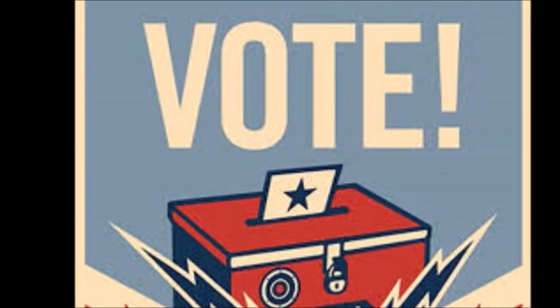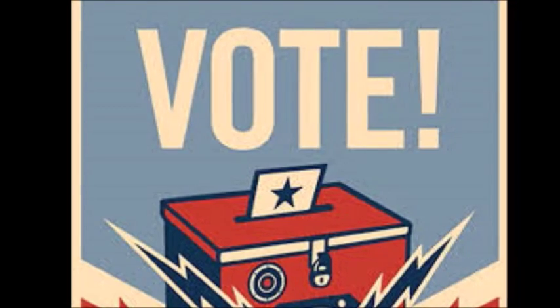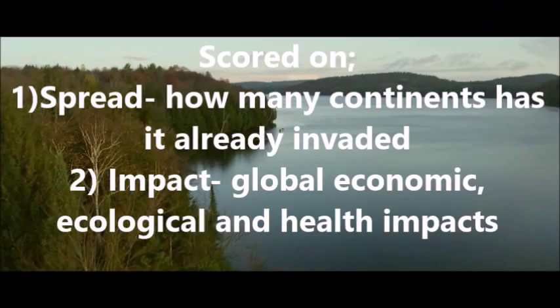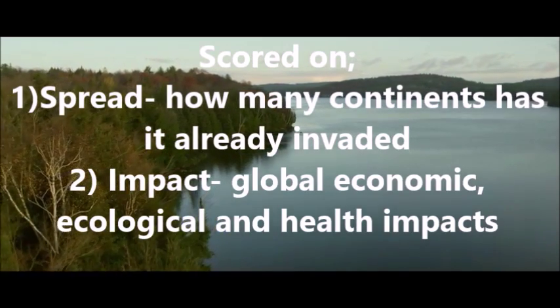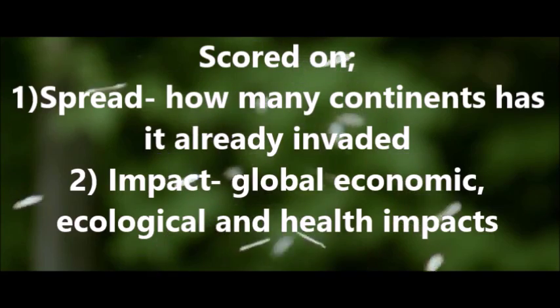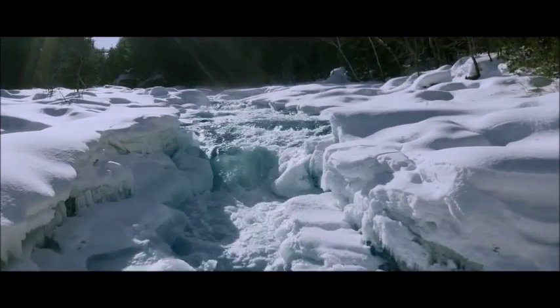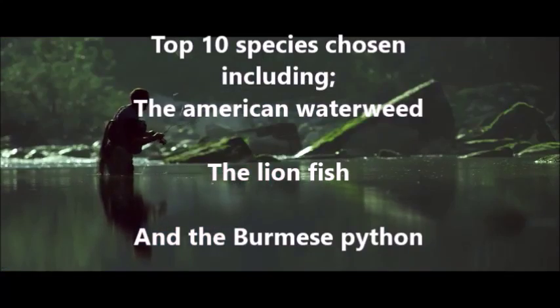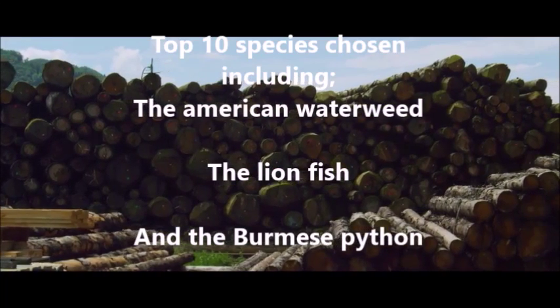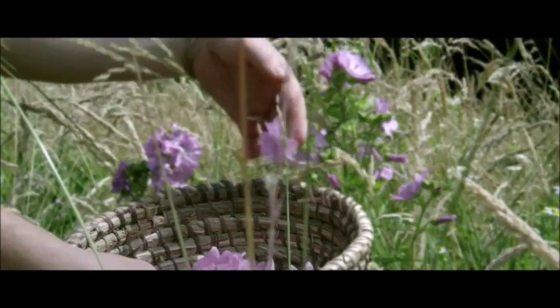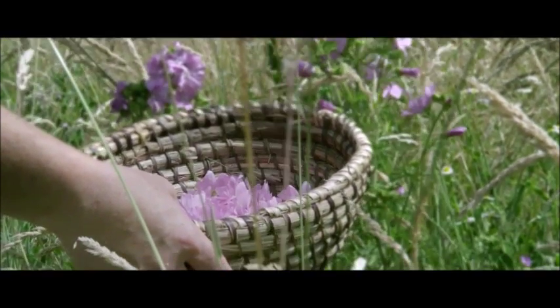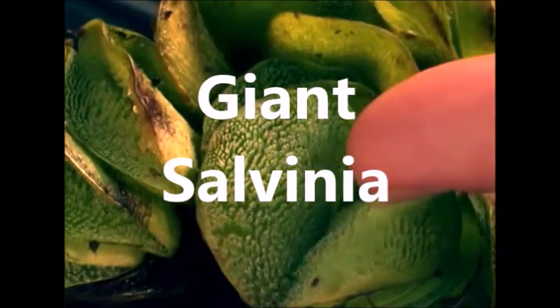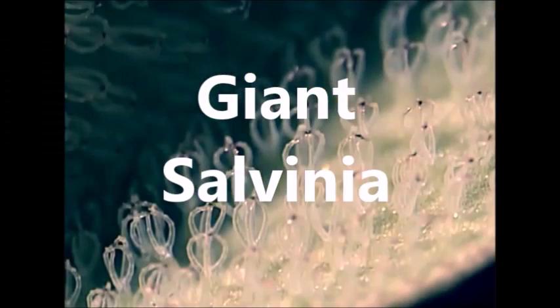The invasive alien species that occurred most often in national and global databases were chosen and scored on 1, spread, and 2, impact. The 10 highest scoring species were chosen and put to the polls, excluding those that have positive impacts, either cultural or economic. A total of 652 experts from 63 countries voted, and giant salvinia came out on top.